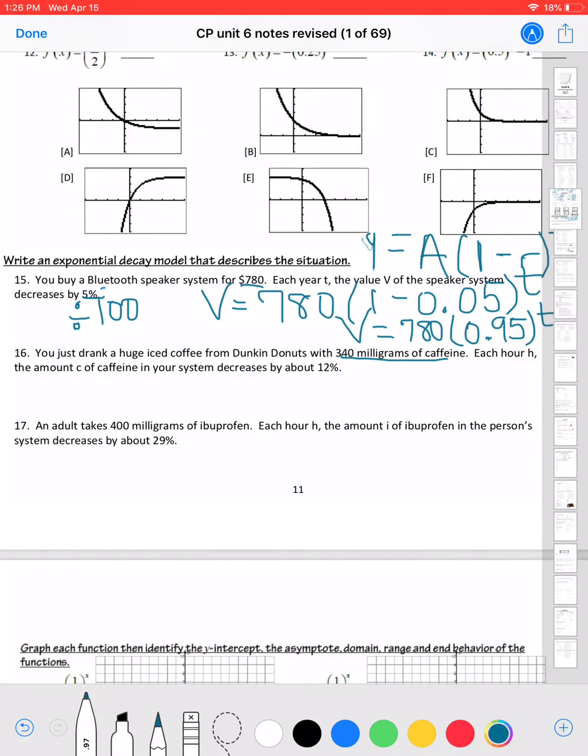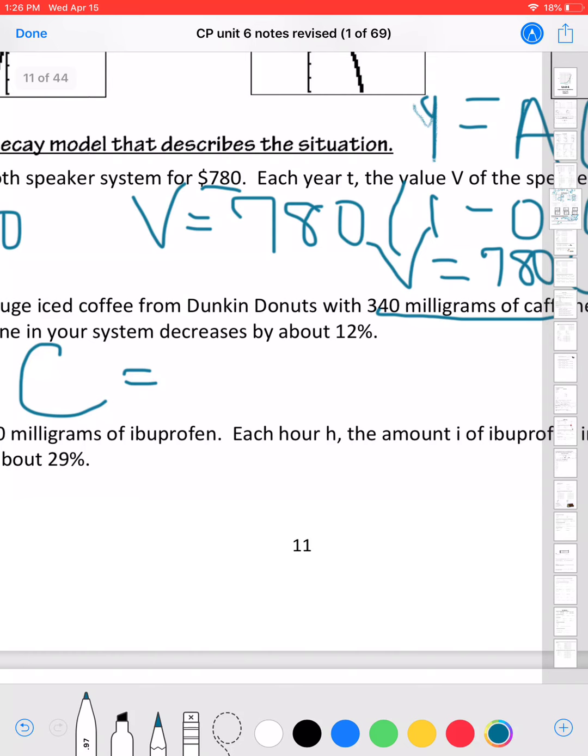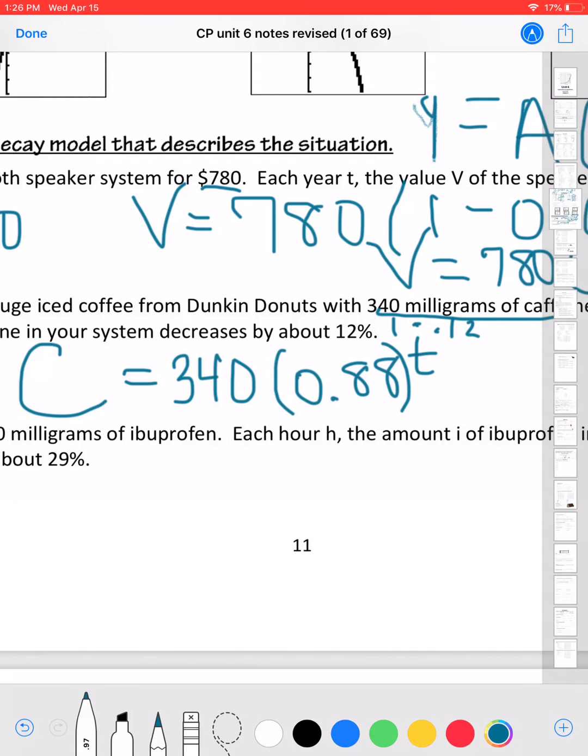You start with 340 milligrams of caffeine, and you're looking at the amount of caffeine C in your system if it is decreasing by 12% each hour. So originally you had 340 milligrams you drank with your coffee. When you do this, you're going to take 1 minus 0.12. How did I get 0.12? Guess what? 12% is 0.12 as a decimal. You should get 0.88, I believe, all to the t power.